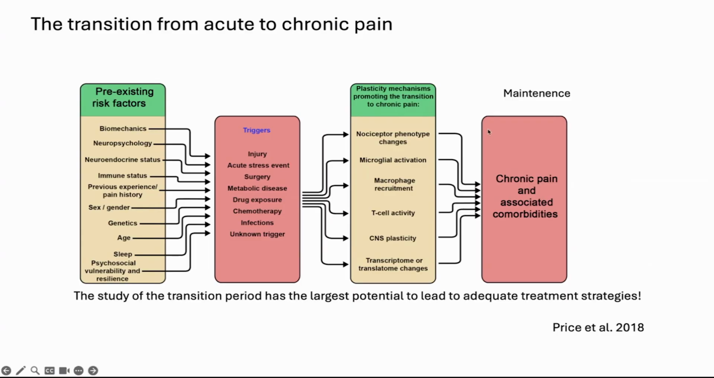So I want to separate this transition into three different stages. First, we need to acknowledge that there are some predisposing factors that might increase the risk of developing chronic pain. A few have been identified, for instance, immune status.